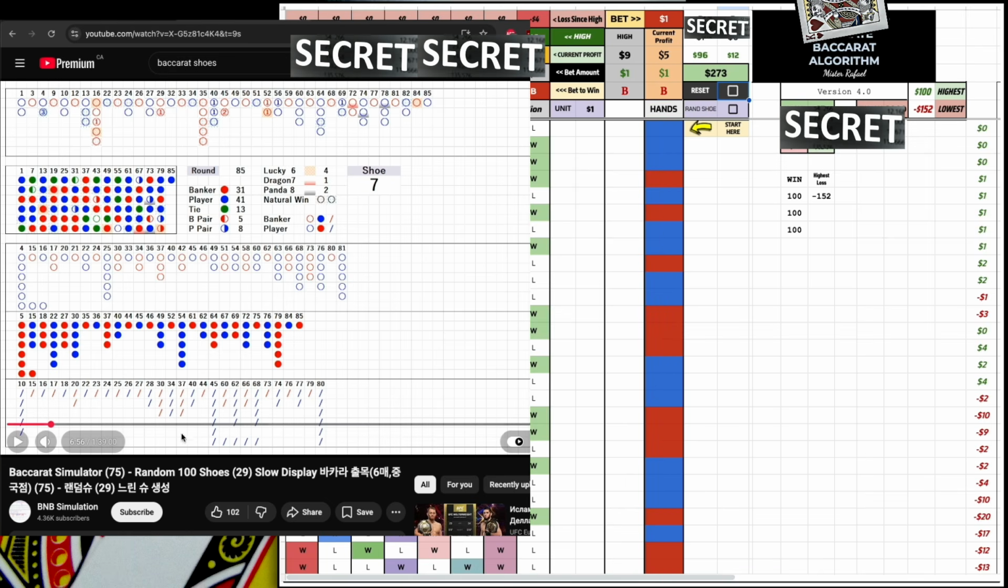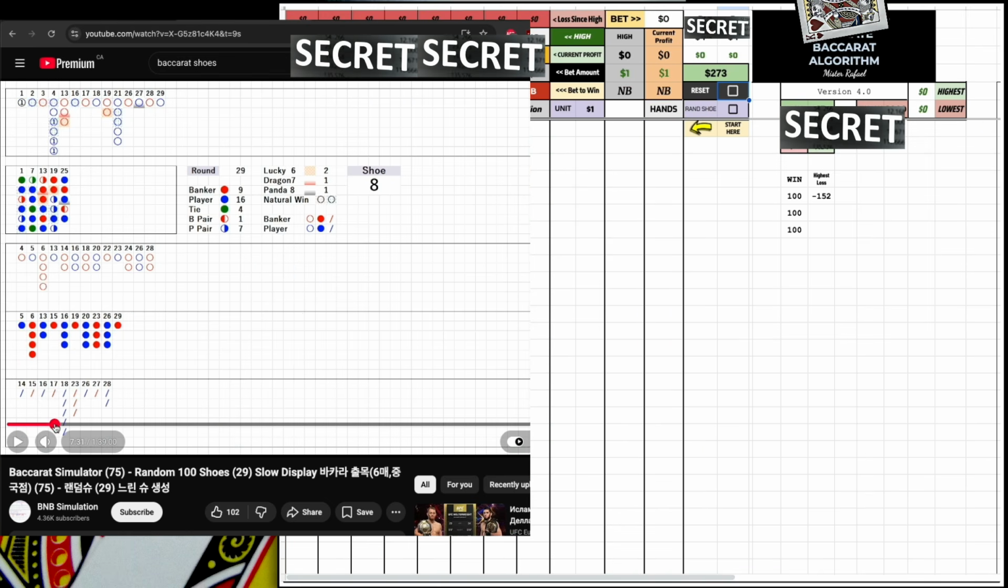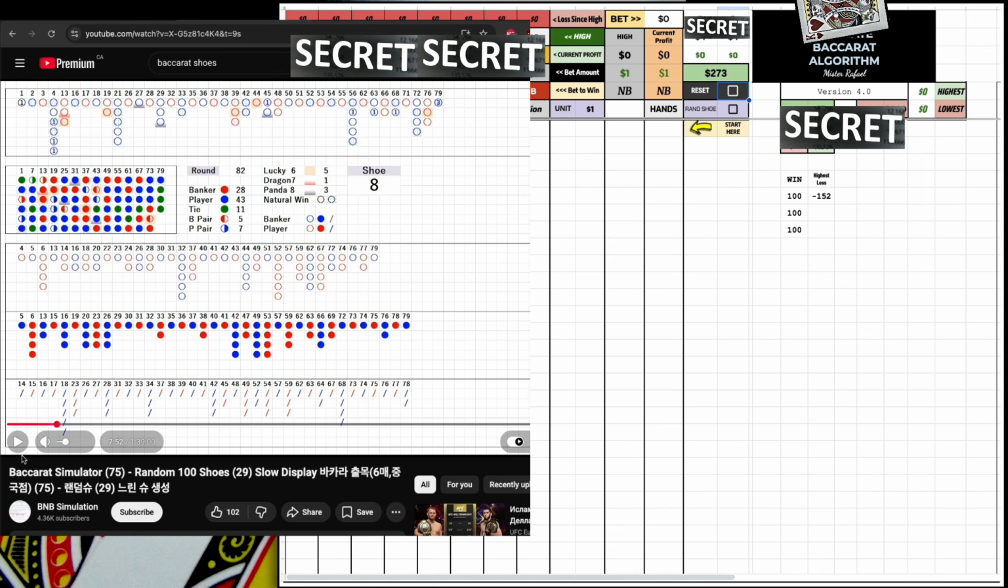All right, let's clear. I'm going to move on to the next shoe. So shoe number 8. Okay, this is shoe number 8. One thing to point out if you're following along, if you see a black circle as the first result, it just means the first result is a tie, as you can see here. If you're not sure up here, just look right over here. You see the first result is green. So the first result that is not a tie is actually player. All right, here we go. Shoe number 8.